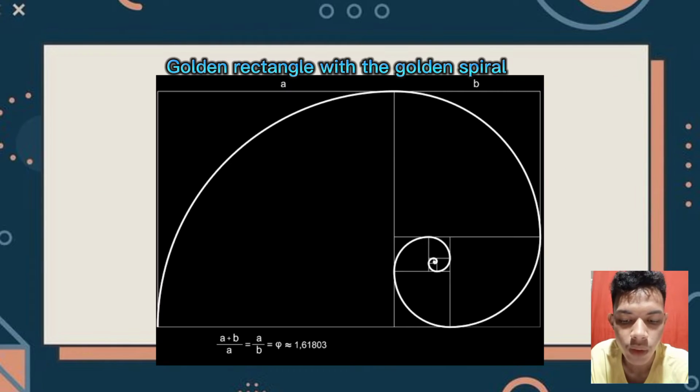So here's the picture of the golden rectangle with the golden spiral. The formula for the golden rectangle is (A plus B) over A is equal to A over B is equal to phi, the golden ratio, which is approximately equal to 1.61803.